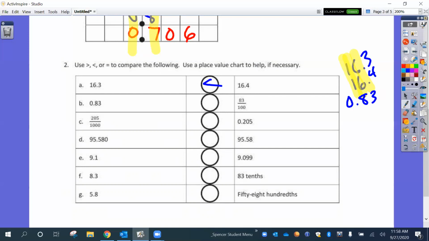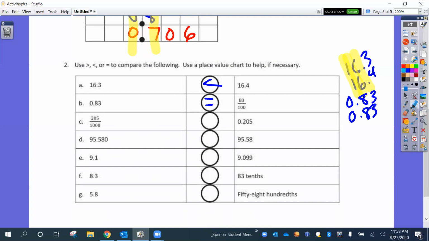To convert 83 hundredths, I'm using my place value chart, visualizing it: 0 in the ones place, a decimal point right there, and then 83 hundredths. So that means those are exactly equal. 83 hundredths is equal to 83 hundredths.